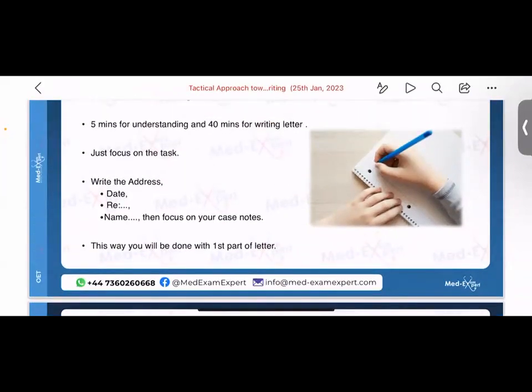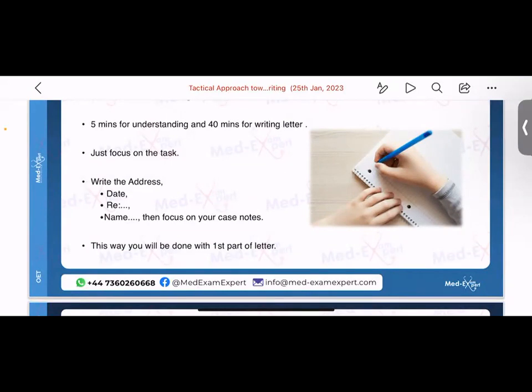After address and salutations, there comes the body of the letter, which is the most important thing in the OET letter. The purpose of the letter is basically included in the body of the letter, but it is the first part of the letter, and your purpose must be excellent for scoring a B grade. Because if your purpose is written excellently and your letter is error free, like there is no grammatical mistake, then it is sure that you will score a B grade.